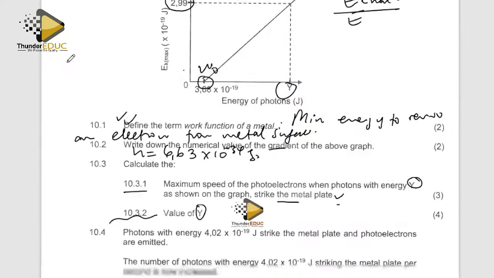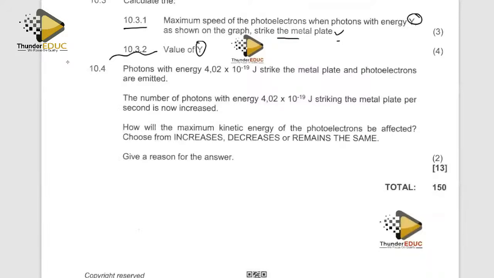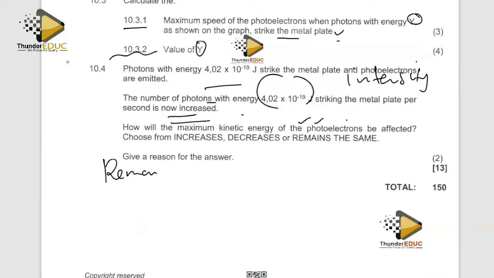Then 10.4, they're telling us we have photons of this much energy that are striking the metal plate. Then the number of these photons with this type of energy is increased. How will the maximum kinetic energy be affected? This is more like when you increase the number of electrons, you're basically increasing the intensity. So how does intensity affect the kinetic energy? In this case, it's just going to remain the same.